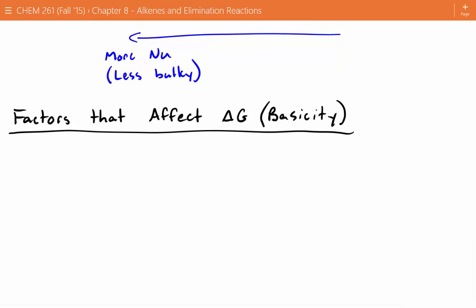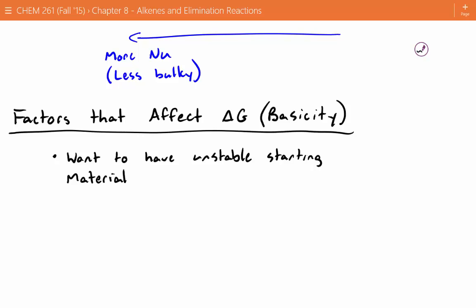We said when we look at the reaction coordinate diagram, all we want to do is to maximize that difference in energy between our starting materials and our products, right? So there are two different things we could do. We could use really, really unstable starting materials, or we could use really, really stable products. We want to increase that gap as much as possible. So let's even write that down. We want to have unstable starting materials, and we want to have stable products.